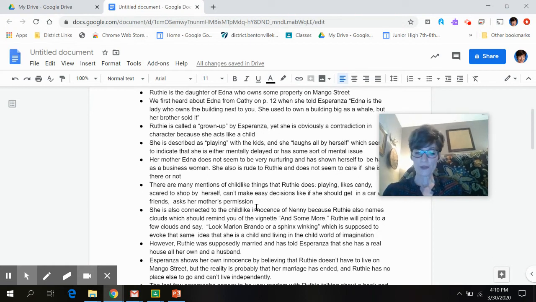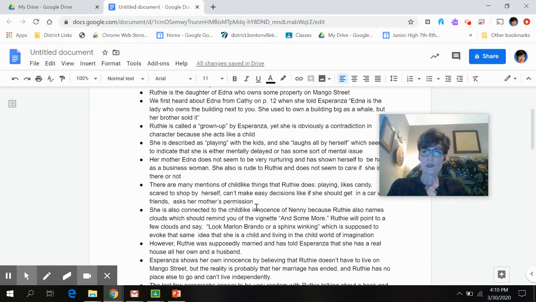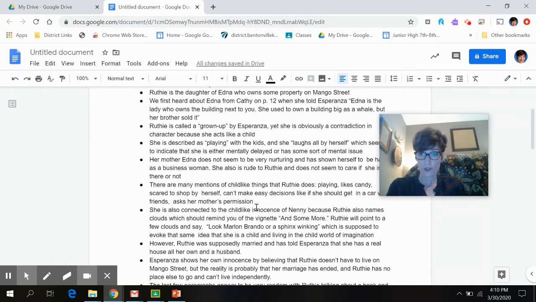So obviously our author is trying to make a point here, that Ruthie is not really adult-like. And there's a problem if you live in the adult world, but you're not ready for the adult world. And again, we go back to that same motif of the child world versus the adult world. And in this vignette, we see what happens if you can't go into the adult world, but society expects you to.